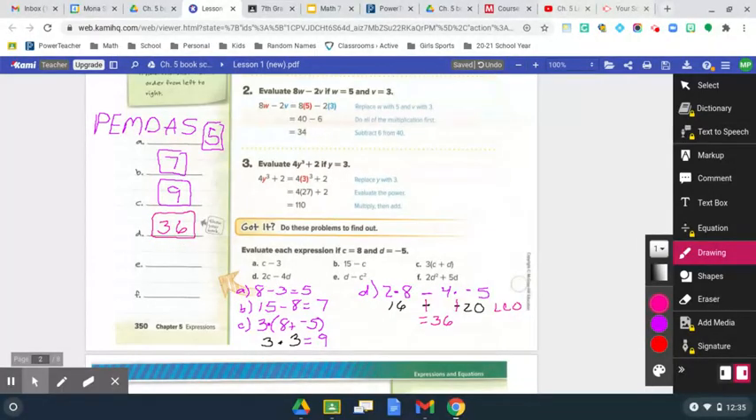Letter E. Okay, so D minus C squared. Let's see, I might run out of room. I'm going to take this up a little bit here. Letter E. D is negative 5, minus C squared. C is 8. And it's squared.